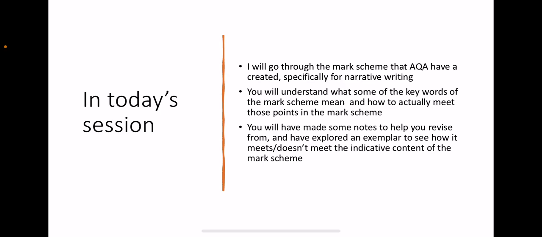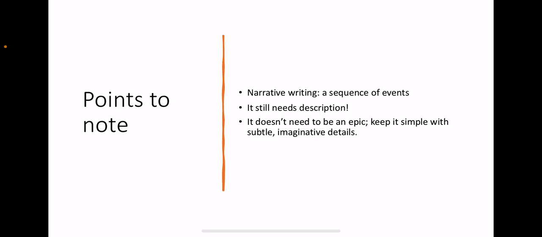A quick point to note is narrative writing is about a sequence of events, so it is a short story. Unlike a description, your narrative writing is expected to have a clear beginning, middle and end. Now that doesn't need to be an epic story. It doesn't need to have loads of characters and loads of events, but it does need to have a distinctive start, middle and end. So that is something you need to plan for. And again, I'll say it again, the mantra is clear: planning is key.